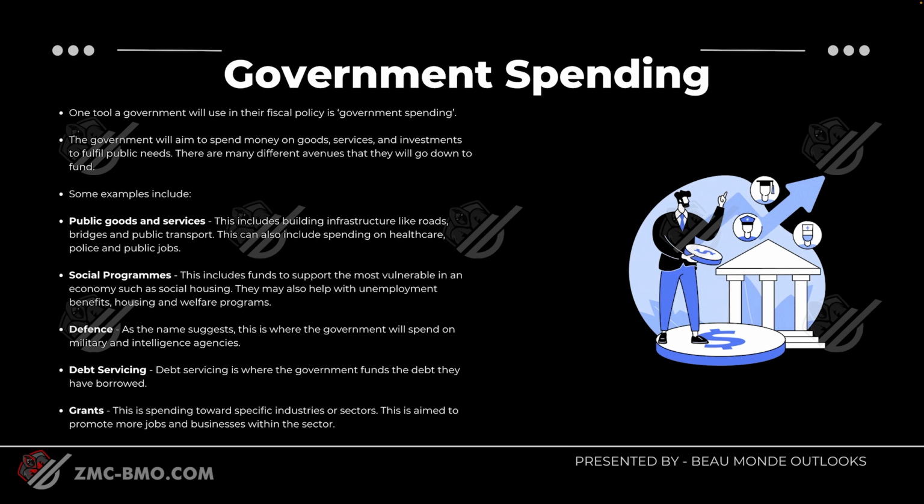One tool a government will use in their fiscal policy is government spending. The government will aim to spend money on goods, services, and investments to fulfill public needs. There are many different avenues that they will go down to fund. Some examples include public goods and services. This includes building infrastructure like roads, bridges, and public transport. This can also include spending on healthcare, police, and public jobs.